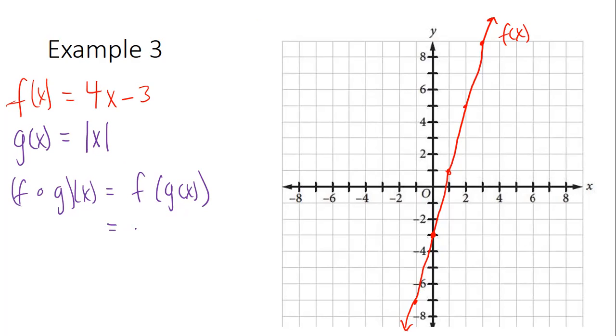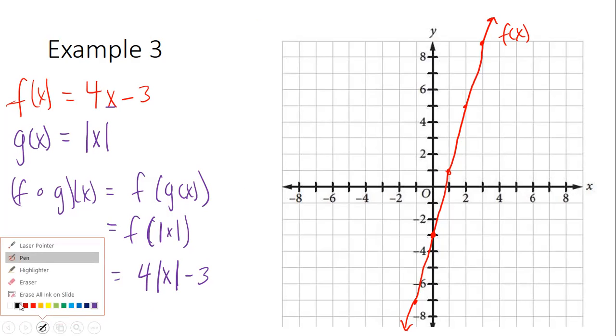Okay, so what is g of x? Well, g of x is the absolute value of x. So that means wherever x is, it now becomes 4 times the absolute value of x minus 3. So now this is what we're working with. Does that make sense? Okay, so now we're working with 4 times the absolute value of x minus 3.